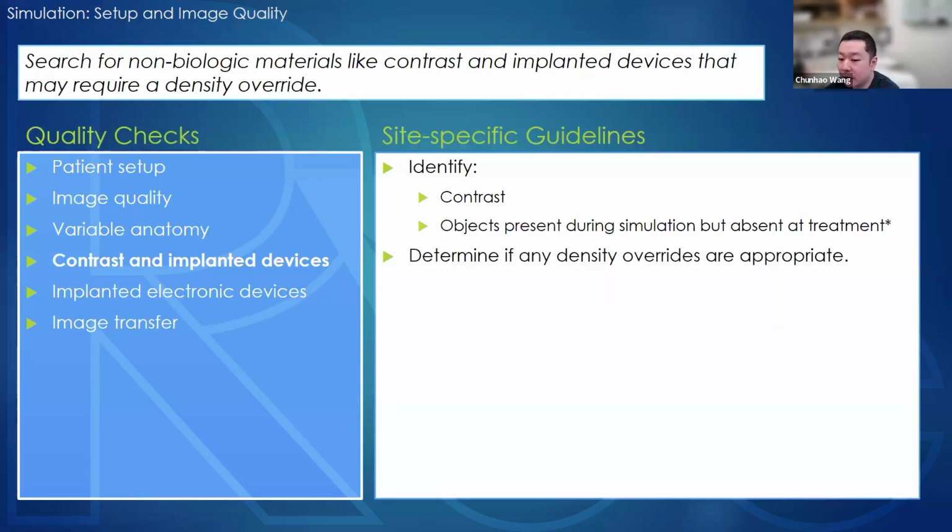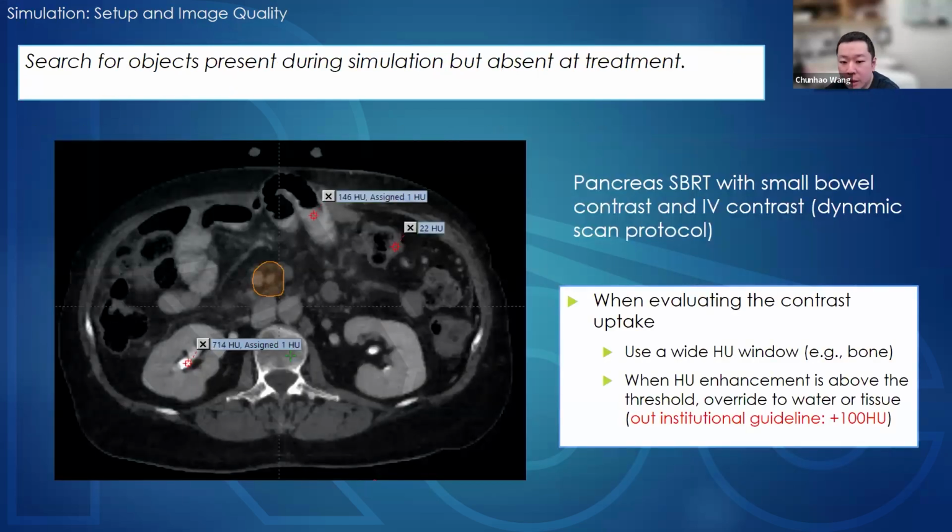All right, the next thing is to identify the contrast and objects present during simulation but absent at treatment. For these two situations, usually it needs dense HU override, and we have to determine the HU override if appropriate. Here I'm showing an example of a pancreas SBRT simulated with a small bowel contrast and IV contrast with a dynamic scan protocol. When we are evaluating the contrast, again, we need to use a wide HU window to show the true extent of the HU enhancement.